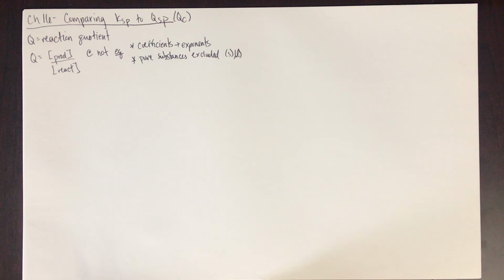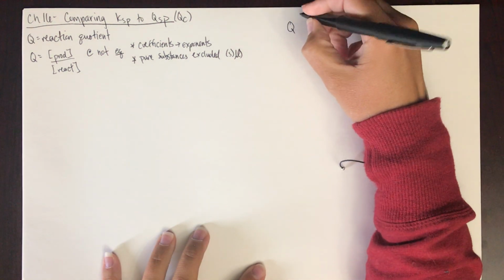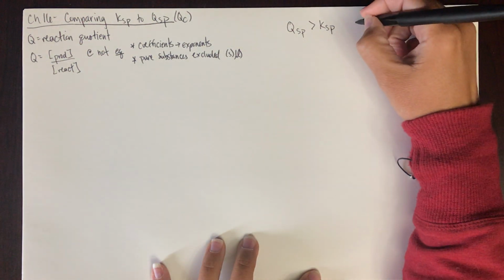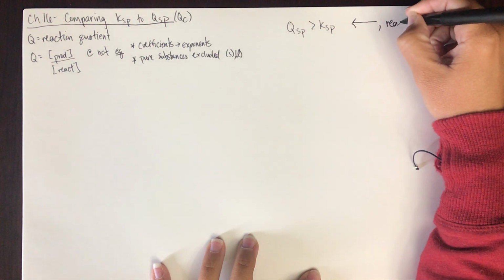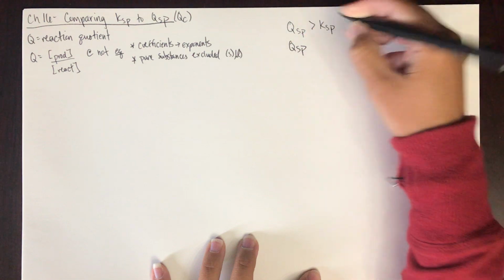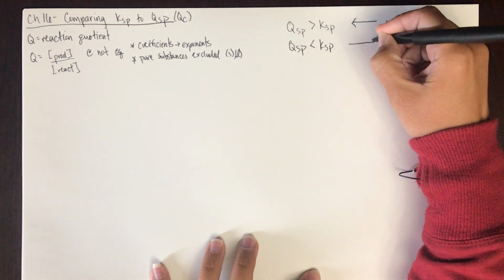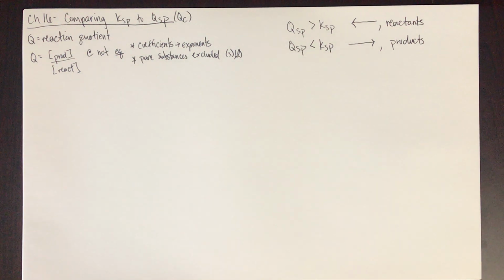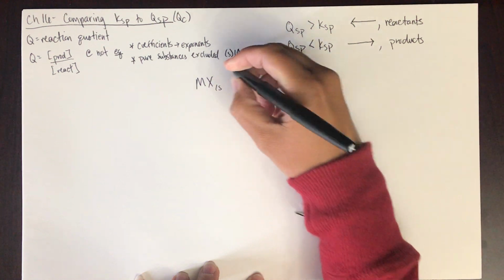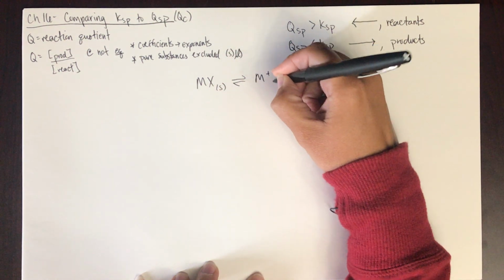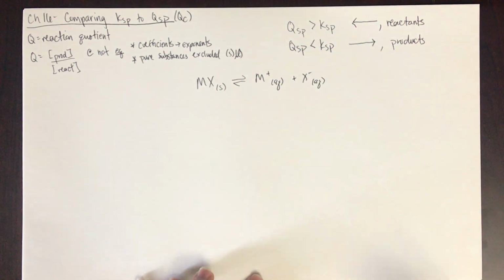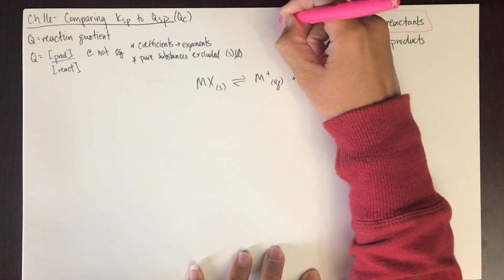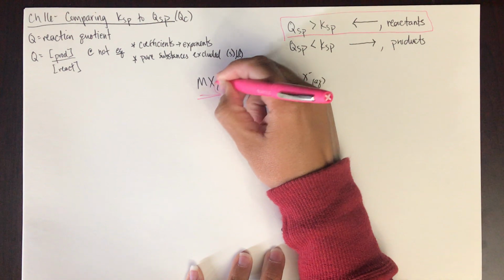So the way that we are going to use this is that if QSP is greater than the KSP, then that means this reaction is going to favor the reactants. If the QSP is less than the KSP, then that means this reaction will proceed to the products. So when we think about this generic reaction that we have, a slightly soluble, insoluble salt, if the QSP is greater than the KSP, it's going to favor the reactants. It's going to favor a solid.